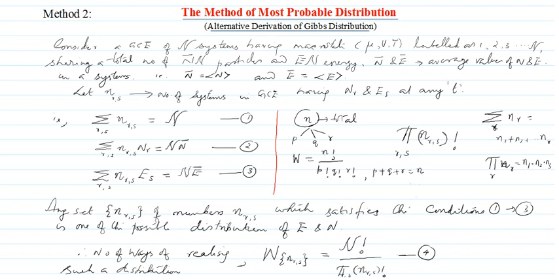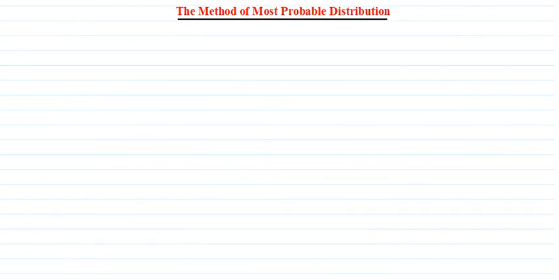Now our aim is to find the most probable distribution, for which we have to maximize this particular W. In order to maximize W, let's initially take the log of W. As I told you, W is the number of permutations, which will be very large in the case of a large number of systems. So here also we have to take the logarithm of that number, and then we will be maximizing.